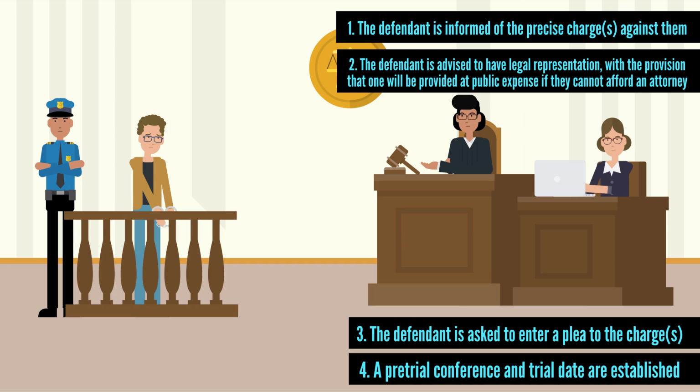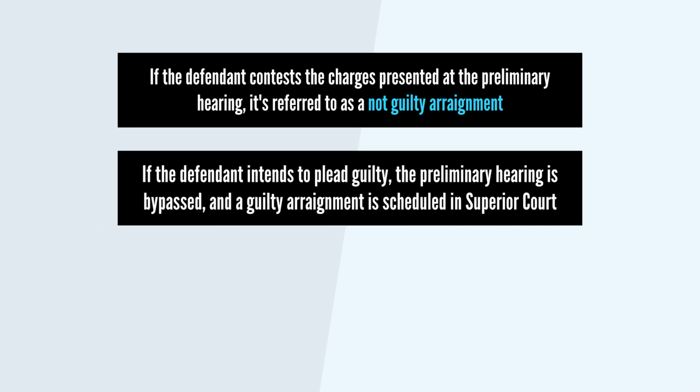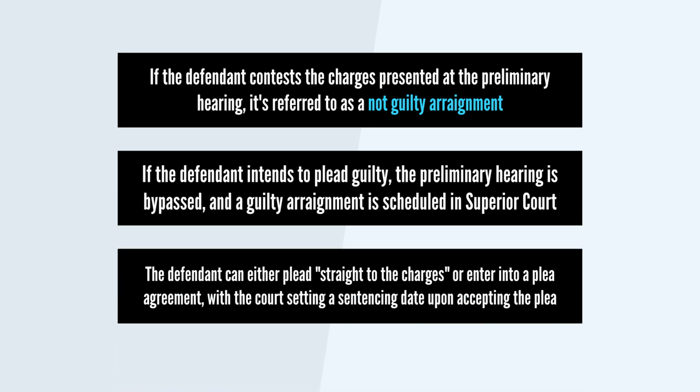are established. Defendants are entitled to a speedy trial, and the specific timelines vary based on whether they are in custody or released. If the defendant contests the charges presented at the preliminary hearing, it's referred to as a not guilty arraignment. If the defendant intends to plead guilty, the preliminary hearing is bypassed, and a guilty arraignment is scheduled in Superior Court. The defendant can either plead straight to the charges or enter into a plea agreement with the court, setting a sentencing date upon accepting the plea.